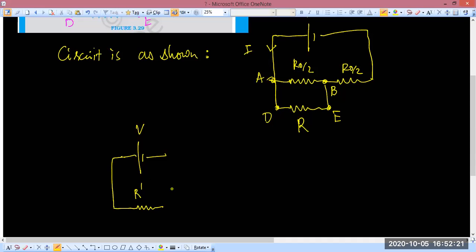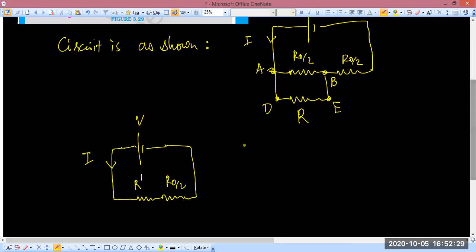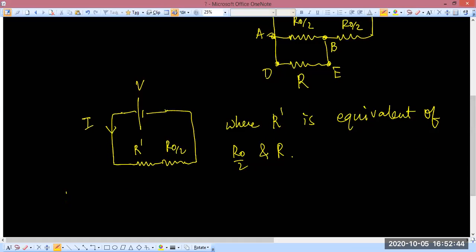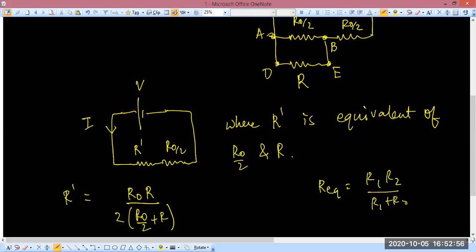Call this R dash and then R0/2. Current I flows here. Where clearly R dash is equivalent of R0/2 and R. So what is R dash equal to? It is equal to R0 R/2 into R0/2 plus R, using the shortcut for parallel, R1 R2 upon R1 plus R2.